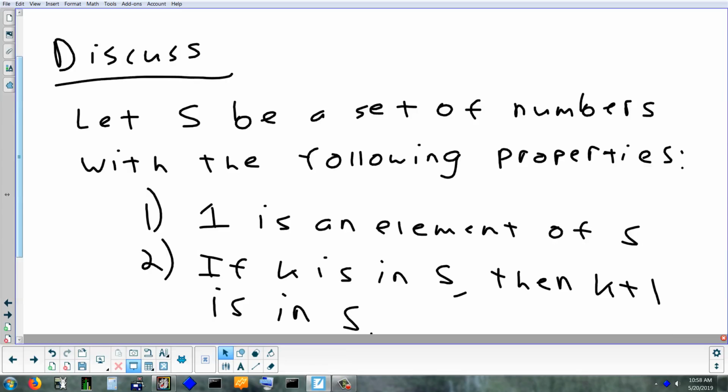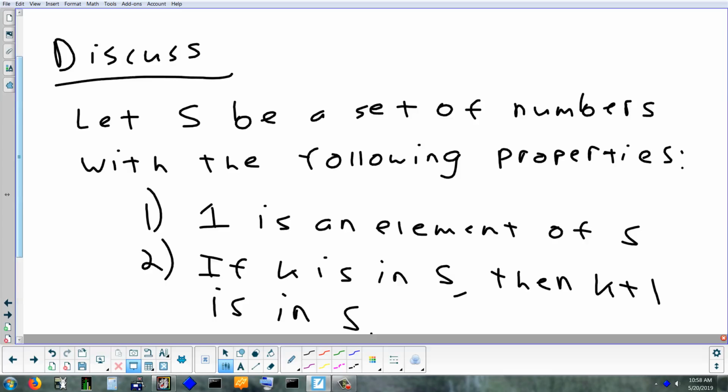So based on these 2 facts, you should be able to tell me what numbers are in my set. Anyone think they know what numbers are in the set here? Yep, so that's given, 1 is an element of the set. But that second fact is what's getting you to start to think inductively. What else is in the set besides 1? 2? How come? Because you just add 1, so you plug in 1 for k.